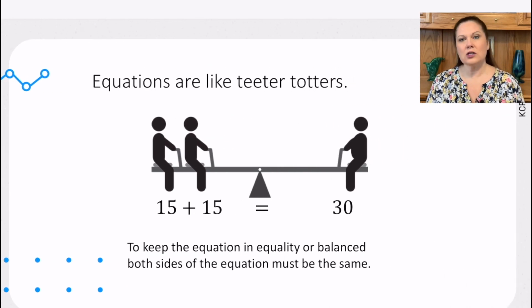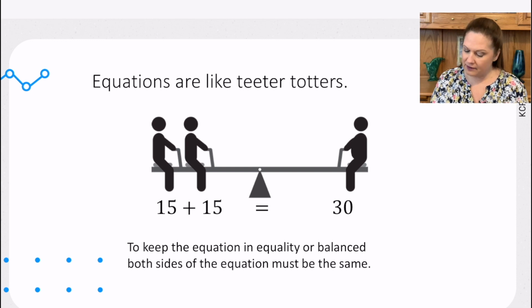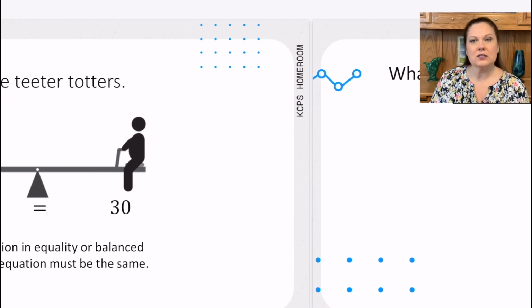Think of an equation like a teeter-totter. We've all been on teeter-totters in the playground. There's a happy medium where both sides are equal, and that's where you want to keep our equations. If we remove a number from one side, our equation is going to be lopsided, and one side's going to be higher than the other, and it's going to be out of what we call equality. We need to make sure that all of our equations are in equality at all times. Remember to keep both sides balanced. We must do the same thing to both sides.